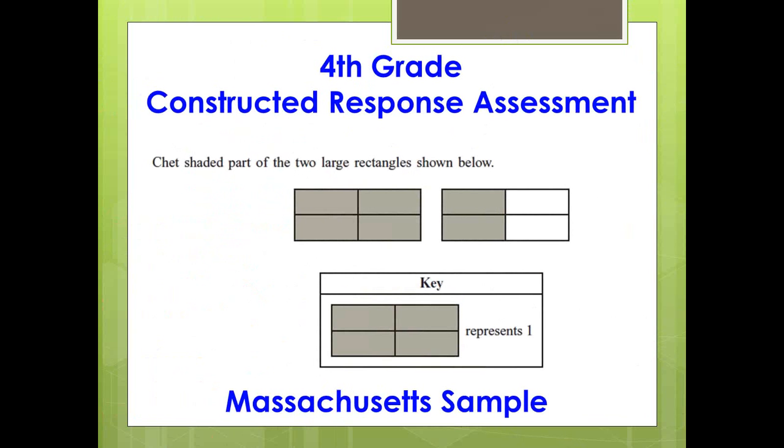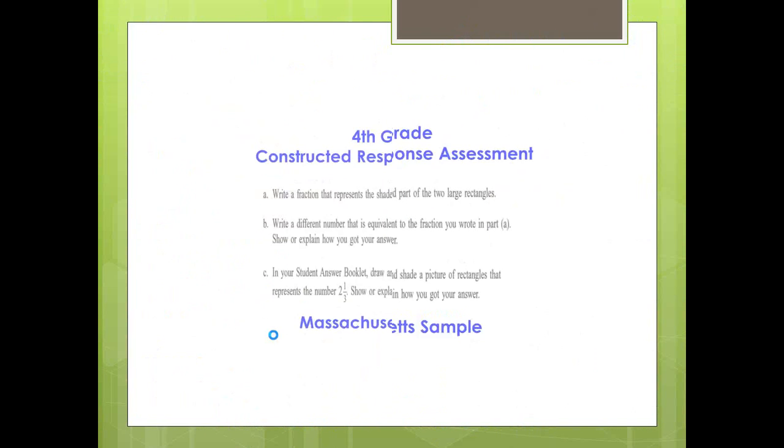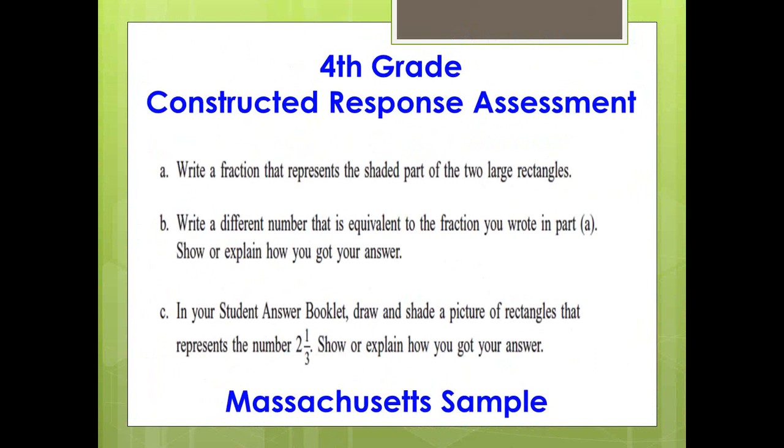Right, the 4th grade constructed response assessment item is: check the shaded part of the 2 large rectangles shown below. We also have a key, so we know that the whole entire one represents 1. So this item has 3 parts to it.